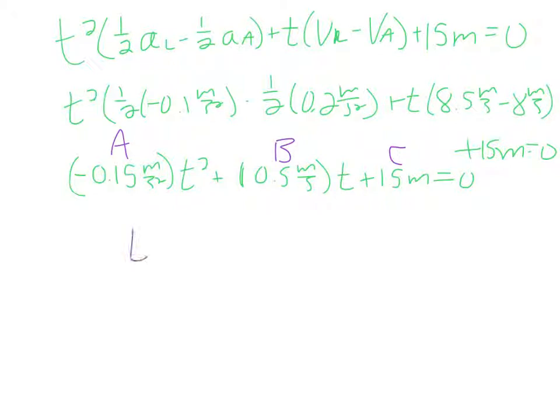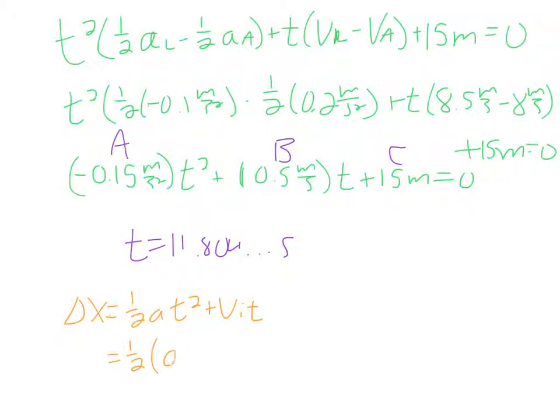And a positive 11.804 keeps on going seconds. So the time for the whole race is 11.804, keeps on going. We're looking for the total distance covered by AJ. So since we have time, we can now go back to the equation. Delta X equals 1/2 A T squared plus V initial T. We know A, we know T, we know V initial. So this equals 1/2 times AJ's acceleration, 0.2 meter per second squared, times the unrounded number.